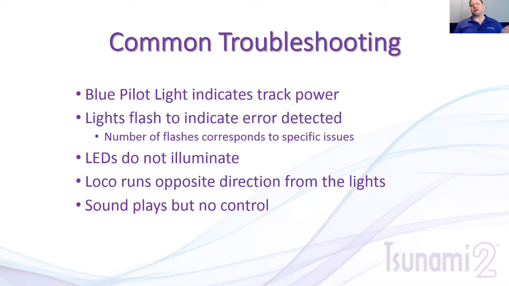The other option here is sometimes an advanced consist. If CV19 is set to a non-zero value, it's ignoring motor commands from your throttle, but you can blow the horn and ring the bell. So these are things, again, know what's going on behind the scenes and play with it.